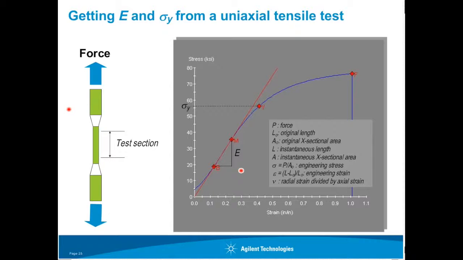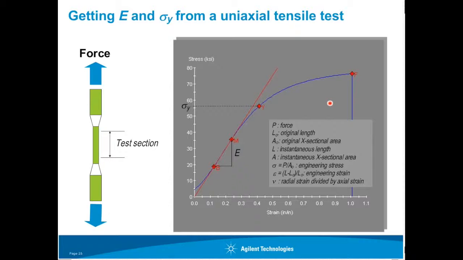So we designed this test specimen because it makes it very easy for us to get at the Young's modulus of the material. Okay, and then at some point, if we keep pulling on the specimen, we reach some stress at which we depart from linearity. And the way we depart from linearity is that for a small increase in stress, we get larger and larger increases in strain.